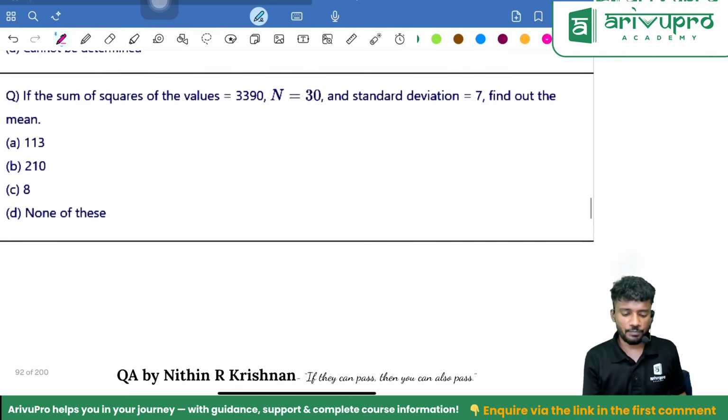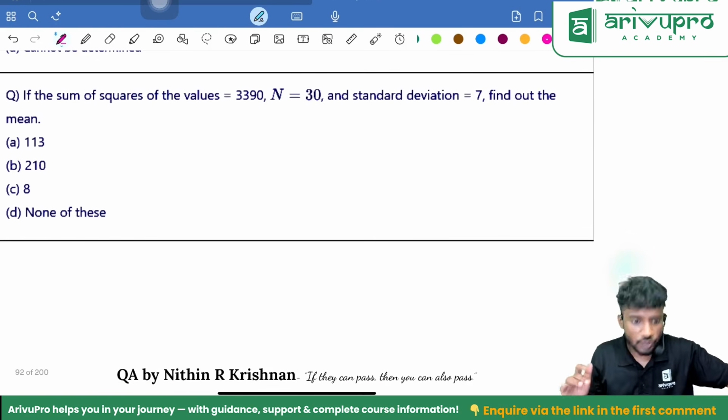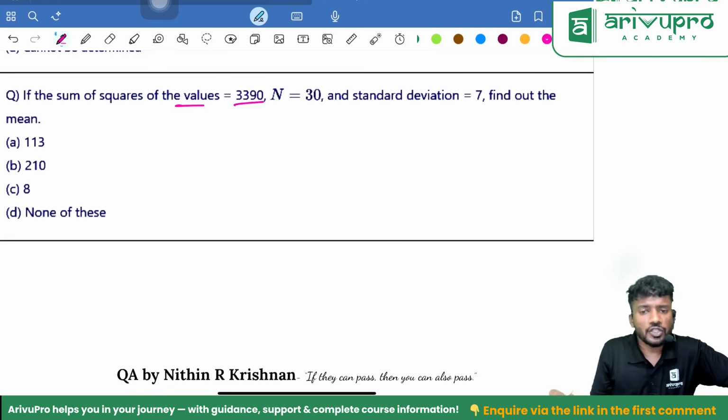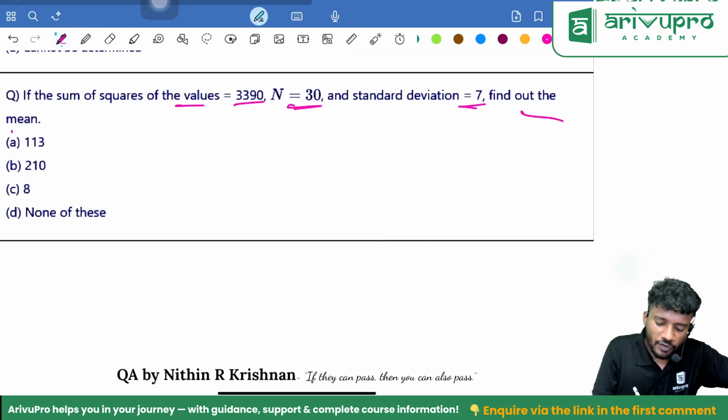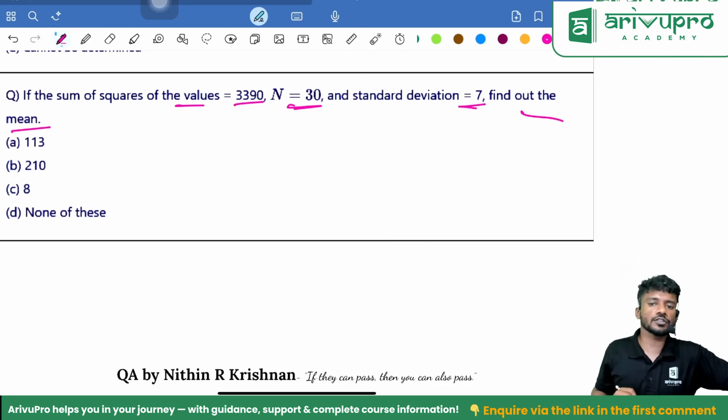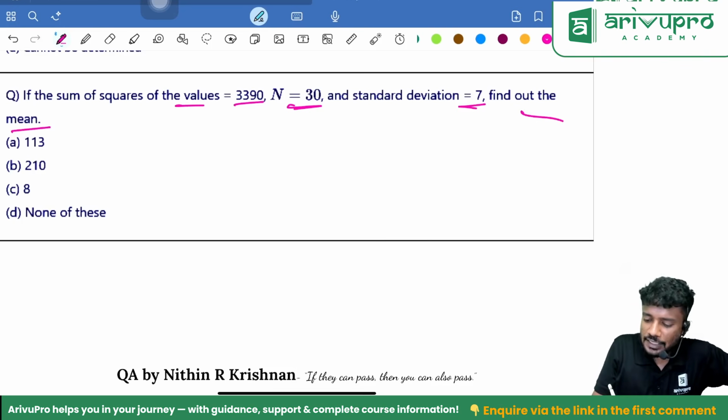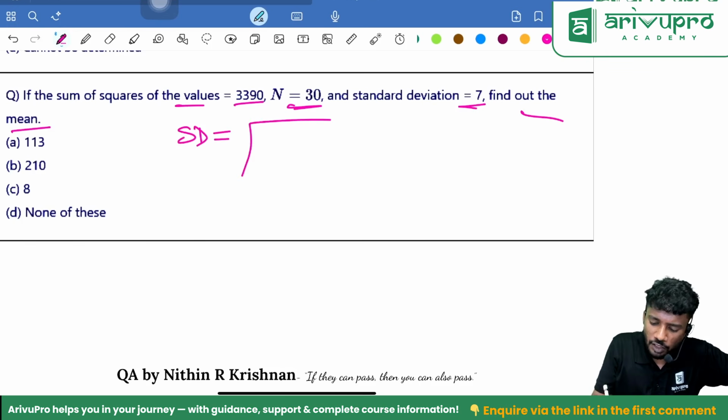Now the next question. Sum of the squares of the values is 3390, N is equal to 30, standard deviation is equal to 7. Find out the mean. How to do it? The standard deviation is given, so which formula can we use? Root of sigma x square divided by n minus x bar the whole square.